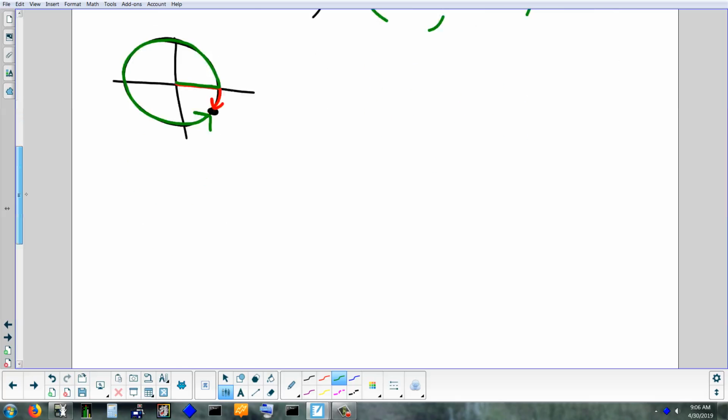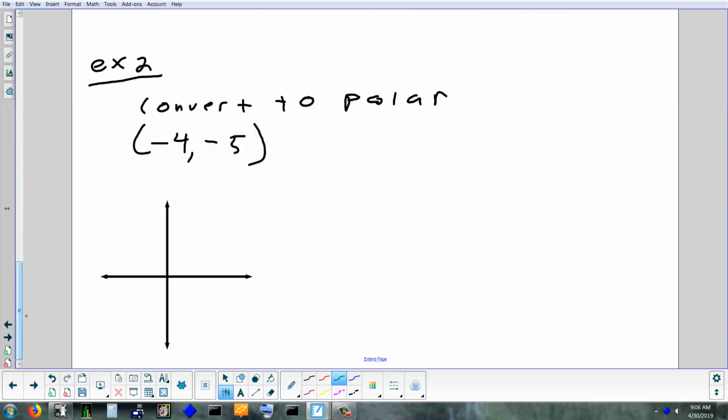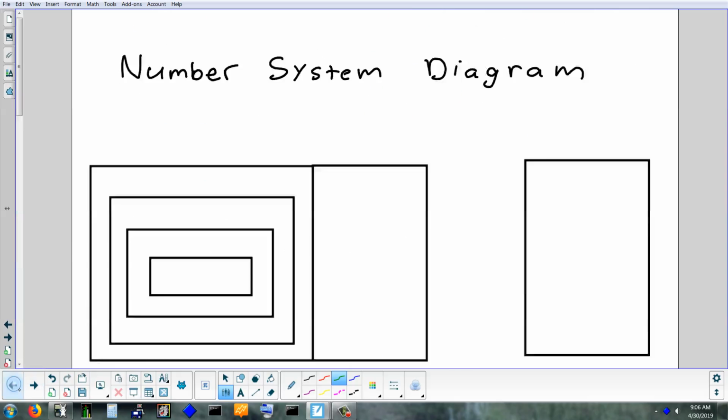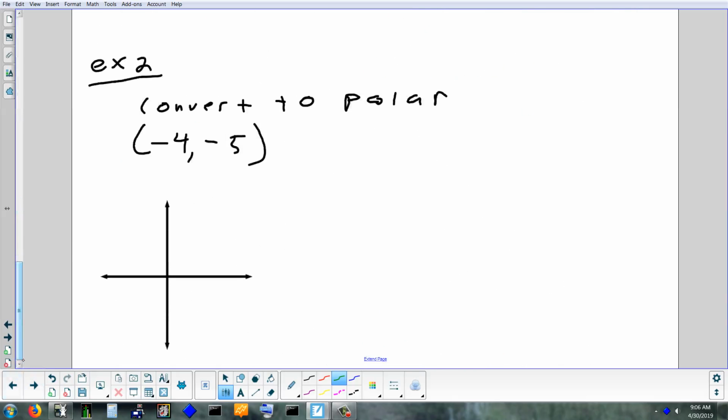All right, let's try this one, convert to polar. Negative 4, comma, negative 5. What quadrant is that one in? 3. It's left and down, so it's somewhere in the 3rd quadrant. What is my formula to find the angle if I'm in the 3rd quadrant? And let's do it in degrees.